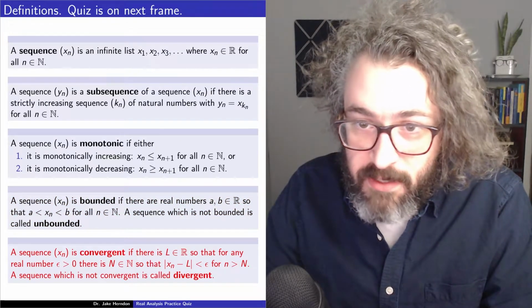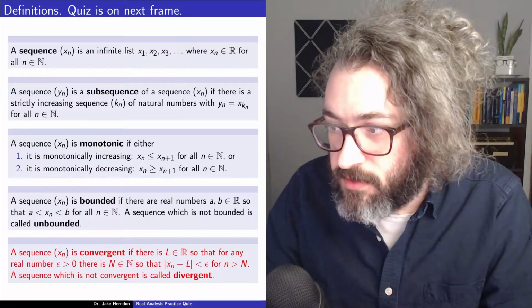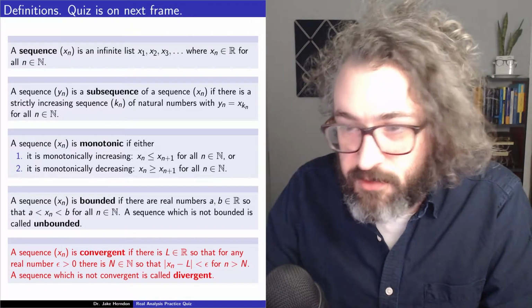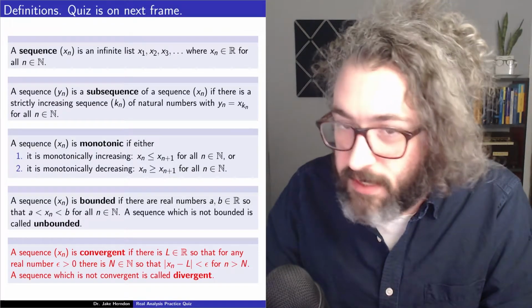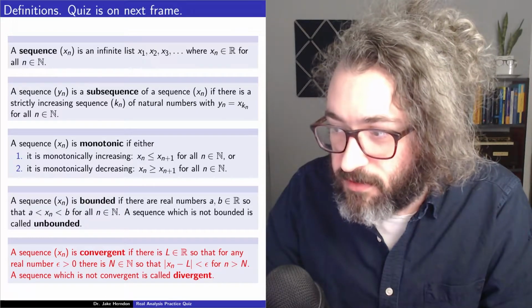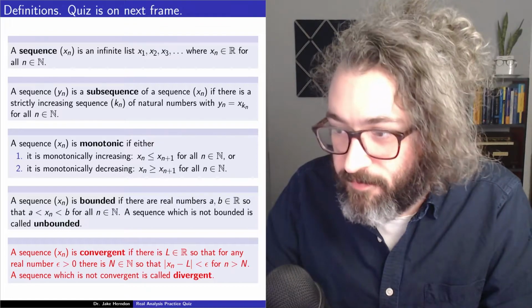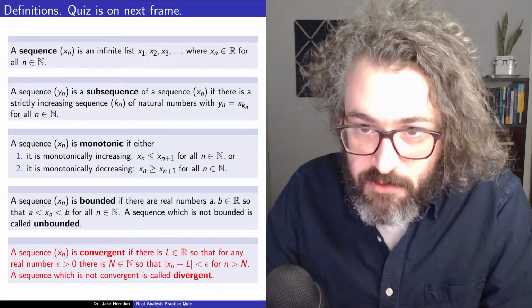And a sequence x sub n is convergent if there is some real number L, so that for any real number epsilon greater than 0, there is a natural number N, so that the absolute value of x sub n minus L is less than epsilon for every n bigger than N. And a sequence which is not convergent is called divergent.